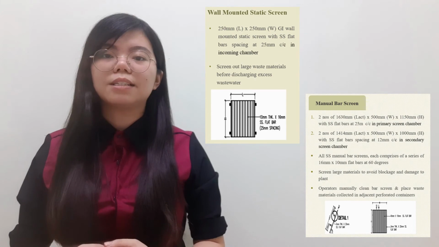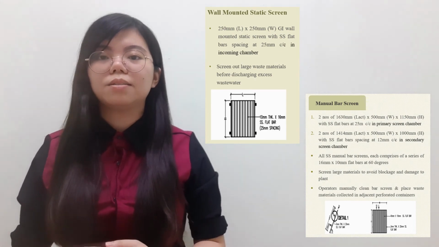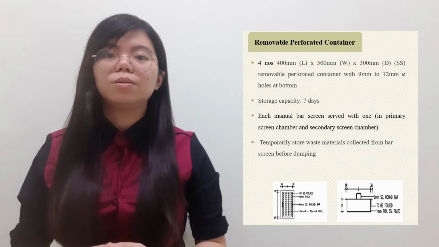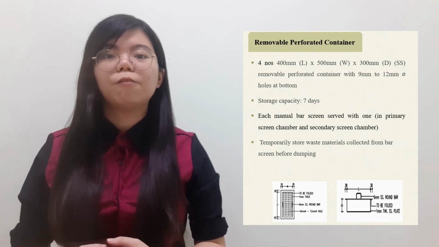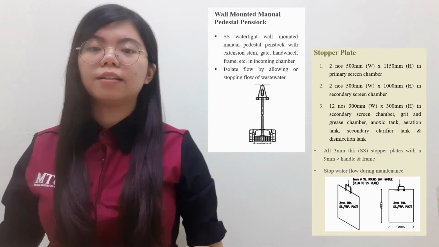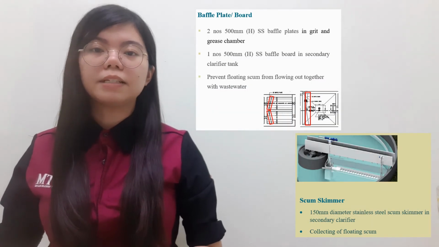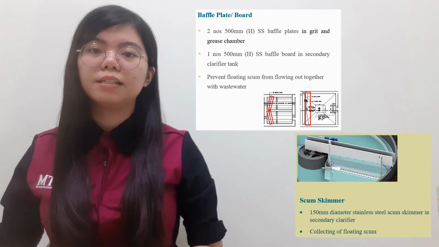Wall-mounted static screen and manual bar screen are used to screen large materials. Removable perforated container is used to temporarily store the waste materials collected from the manual bar screen. Manual pedestal penstock and stopper plate are used to allow or stop the wastewater flow. Baffle board is used to block the floating scum, while scum skimmer is used to collect the floating scum.